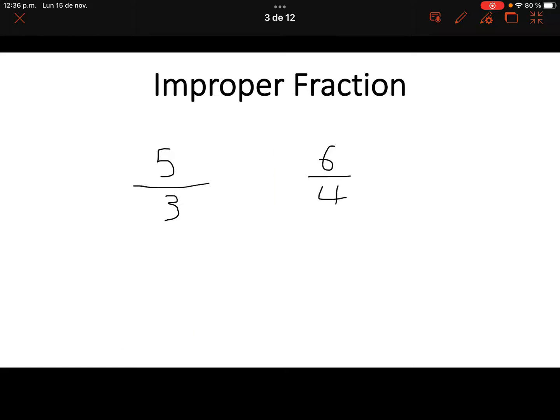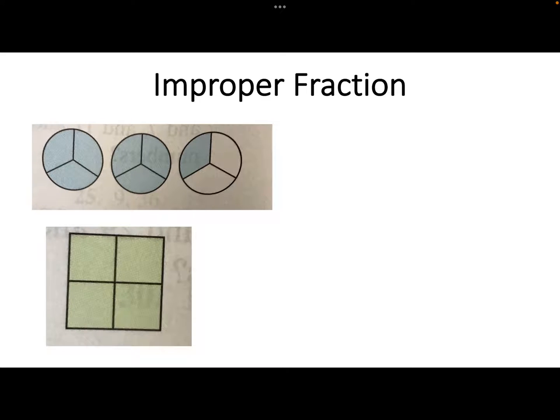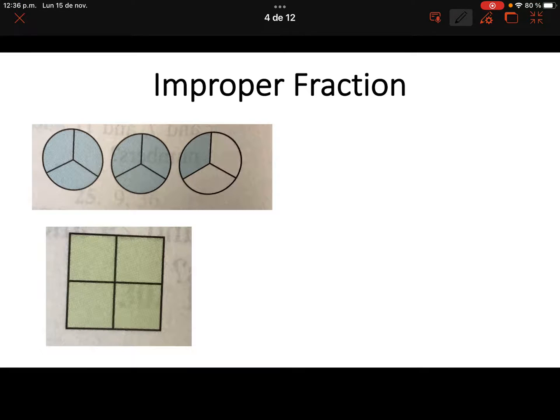In a graphical way we can notice that to represent an improper fraction, we have to use more than one unit. Here for example we used 3 circles in the first picture. Then 1, 2 and 3 is more than just one circle. That's why it's an improper fraction.